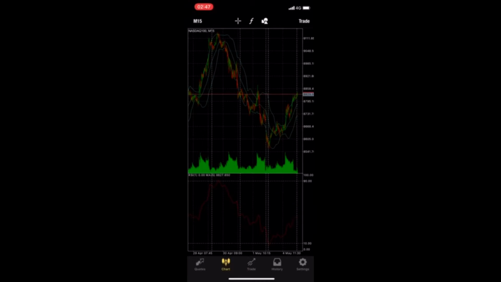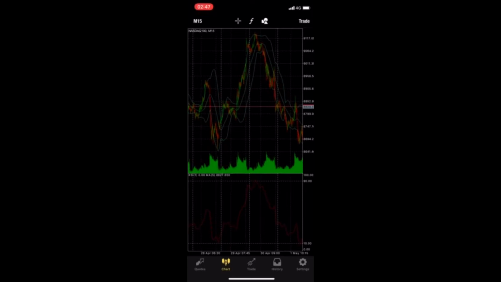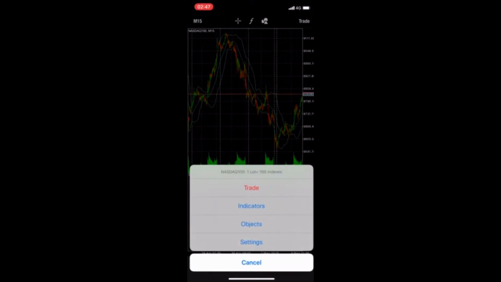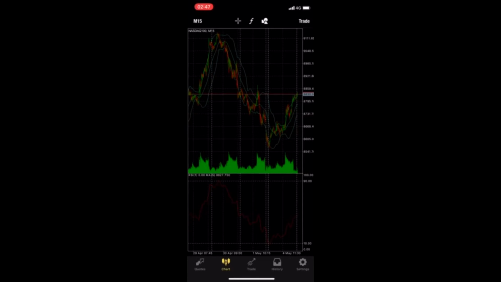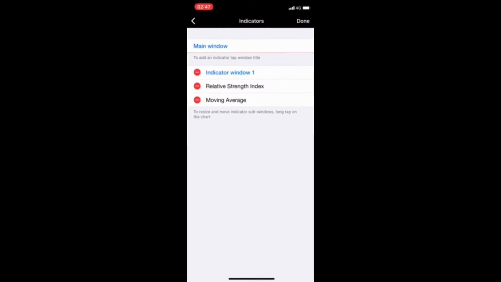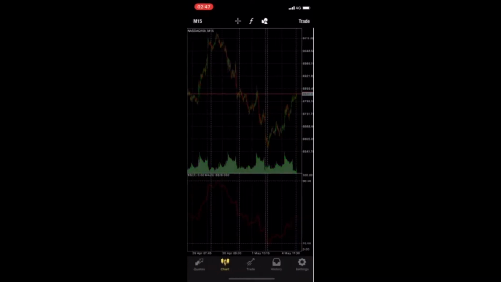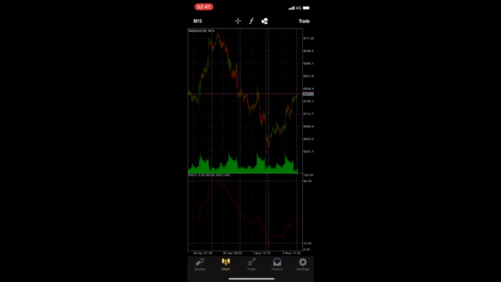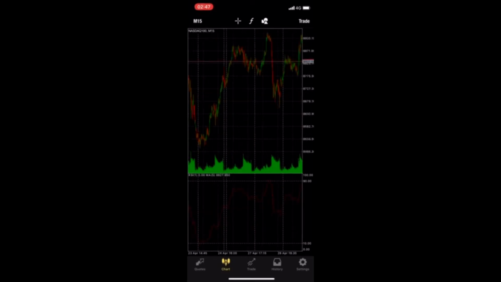Nasdaq 100. As you can see on my chart, I have some Bollinger Bands. This is the mobile version of our strategy. I'll be removing the bands because we are not gonna use them. We're just gonna be using the market like this.